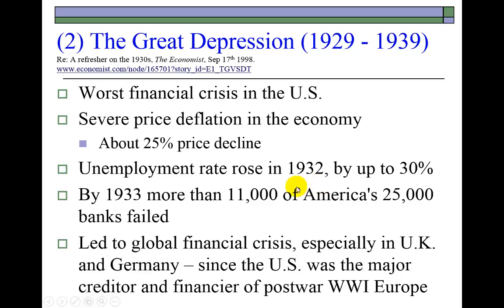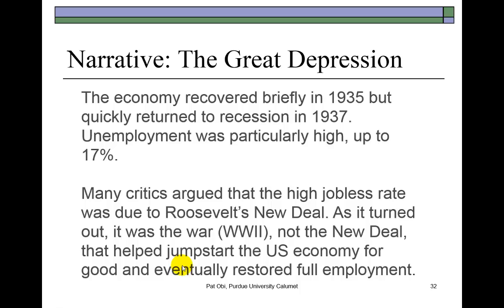And by 1933, which I mentioned earlier, 11,000 of America's banks went belly up. And this also led to a global financial crisis, even though globalization wasn't then what it is today, because the US was a major creditor and financier of post-World War I Europe, Great Britain and Germany were particularly affected because of the linkage that the United States economy had with those two important European countries. And so a little bit of the narrative of that is provided here for you.